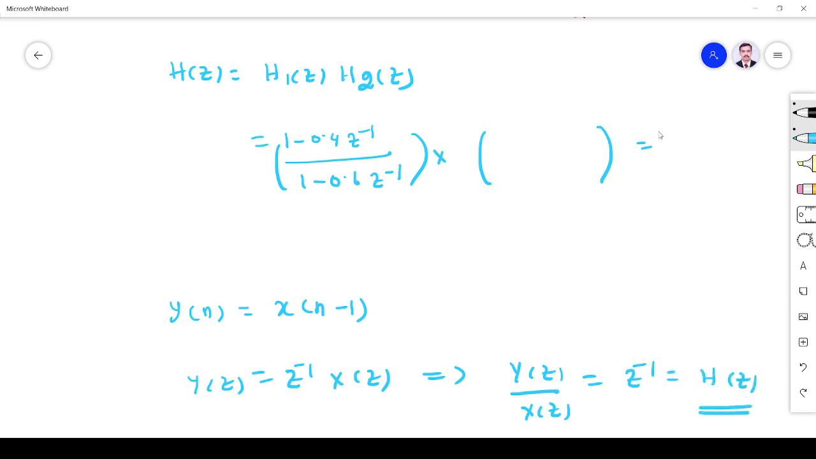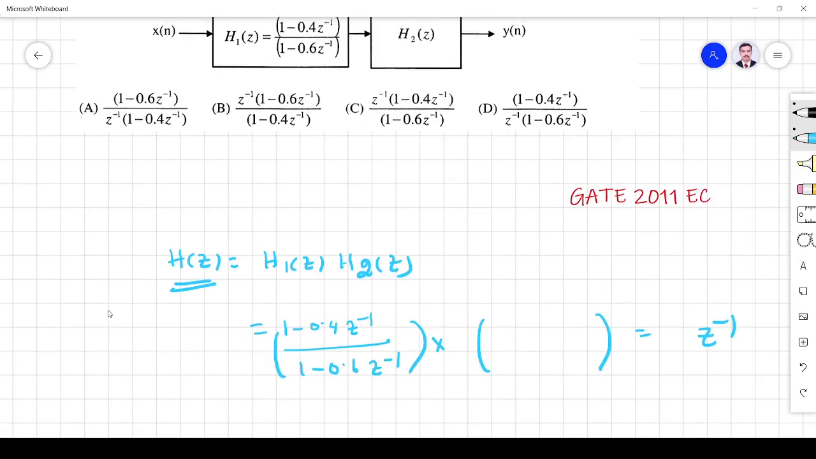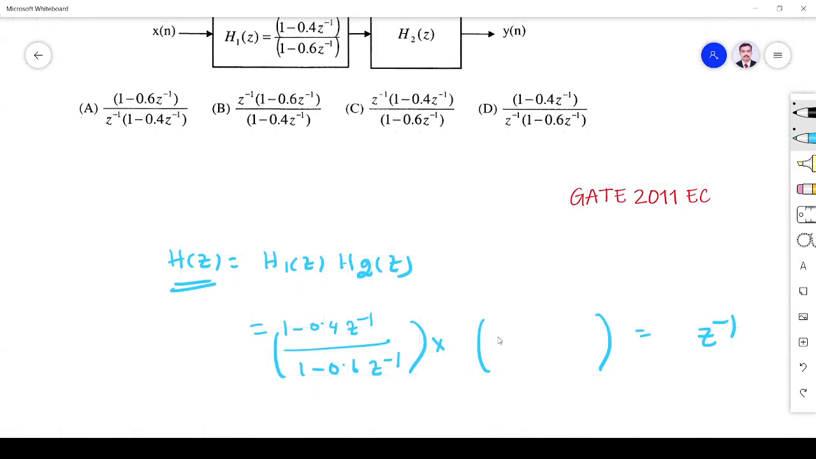So the overall transfer function must be equal to z power minus 1. As per the problem, it should be z power minus 1. So if I multiply H2 of z with this factor, what I should get is z power minus 1. So if I want z power minus 1 as my answer, the new transfer function H2 of z should be z power minus 1 times (1 minus 0.6 z power minus 1) divided by (1 minus 0.4 z power minus 1). If I multiply this with H1, I get z power minus 1.